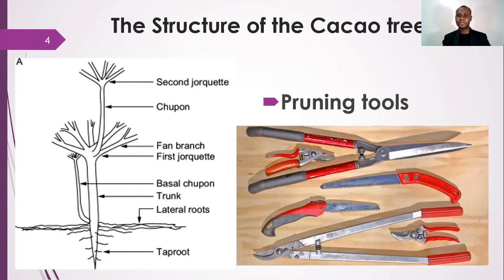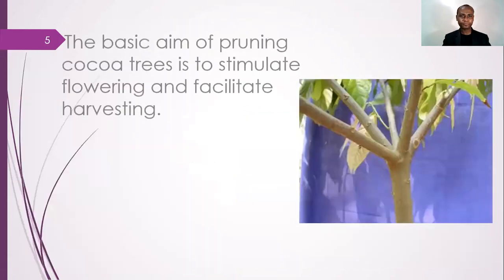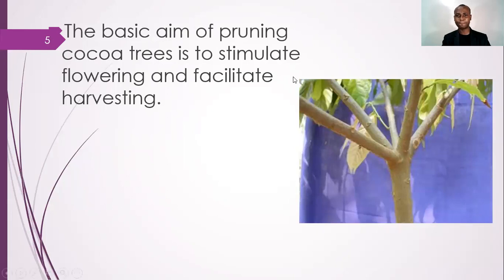So understand this. These are some of the pruning tools that you can use to prune the farms. If you don't have these kinds of tools, you have to buy them so that you don't cause damage to the stems. All right, so let's continue. The basic aim of pruning cacao trees is to stimulate flowering and to facilitate harvesting. So you prune to make sure that you get more flowers and to make harvesting easier.